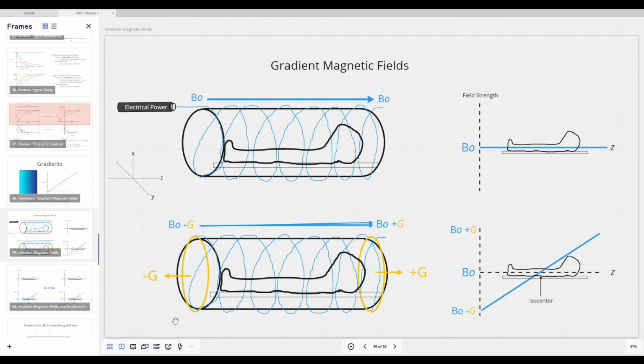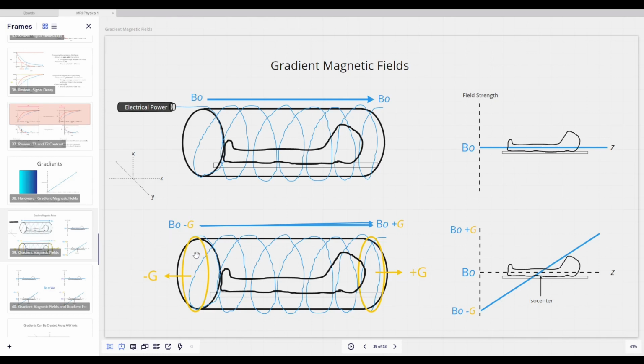Now, what I've diagrammed down here is the application of a gradient magnetic field. A gradient magnetic field is basically where you have coils that are placed at different points around the patient. In this case, we've placed them down by the feet and up by the head. These gradient coils are going to induce additional magnetic fields. And this is not fixed. We can change these gradient magnetic fields to be whatever direction we want.